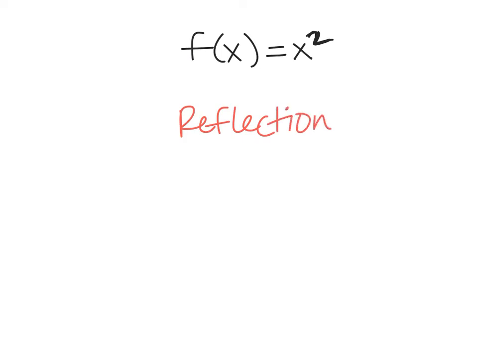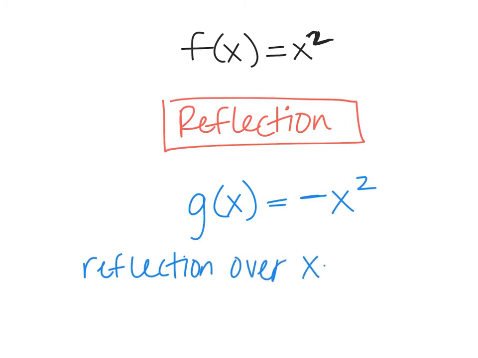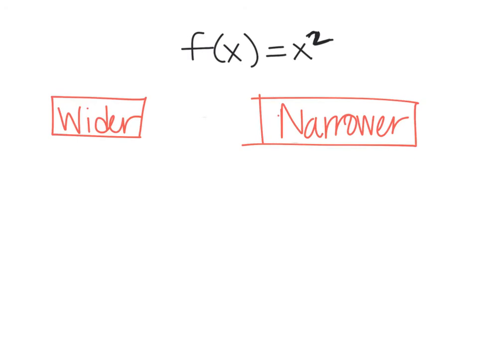All right, reflection. Let's say your new function is, and I'll do my examples. If you want to do these on the back of your notes, you can. Let's say I have g of x equals -x squared. Okay, this is a reflection over the x-axis because of this negative right here. This negative flips it over the x-axis and makes it reflect. So that's the only thing that's different. So there's your reflection.